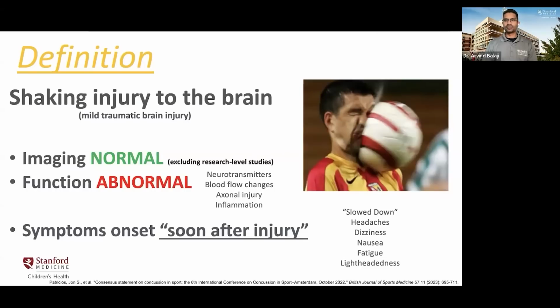The symptoms that patients usually complain about can be headaches, dizziness, nausea, fatigue, and lightheadedness. Of course, this is not all-encompassing in terms of all symptoms that patients with concussion suffer, but just probably some of the most common ones. And these symptoms are thought to onset soon after injury. Now, the soon after injury is still a little bit open to interpretation. In general, it is thought that the symptoms that follow the shaking injury to the brain onset within minutes to hours after the injury itself. It would be relatively uncommon for symptoms to present days after the injury.